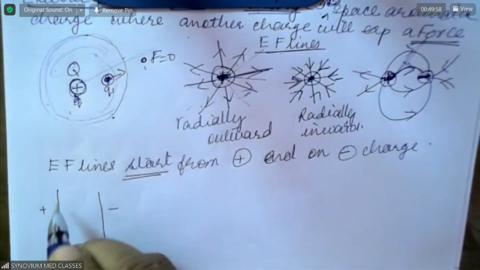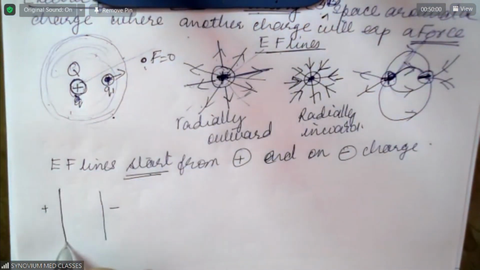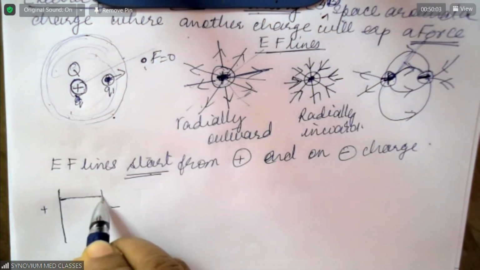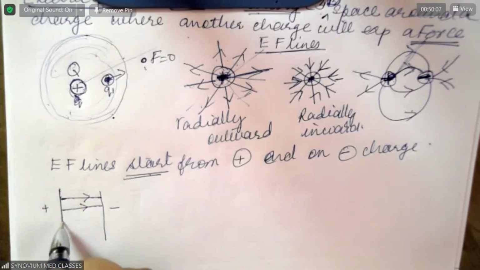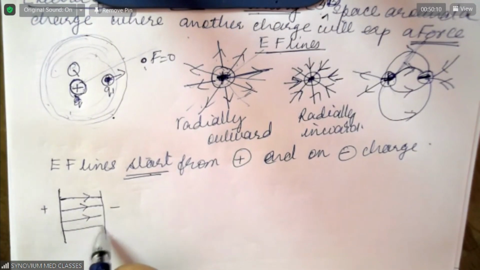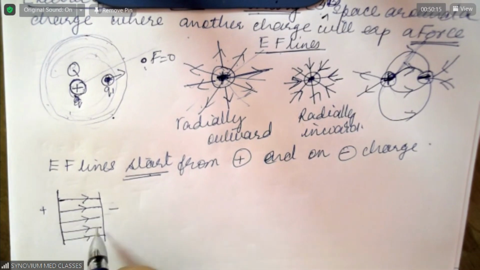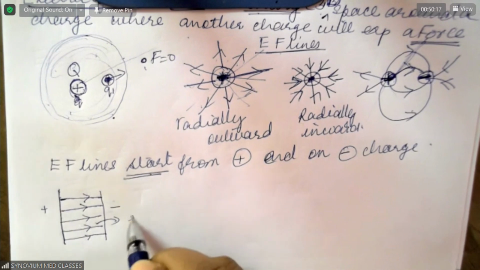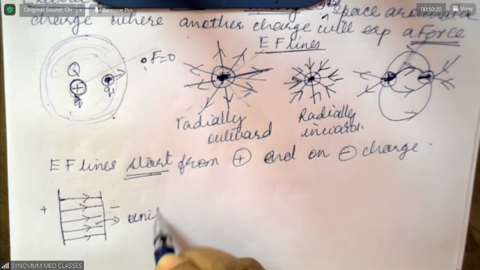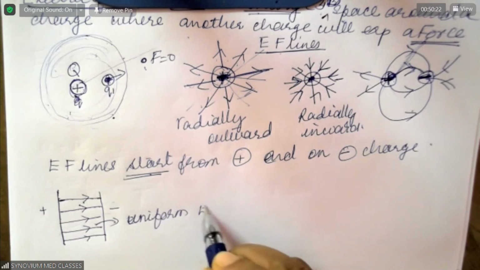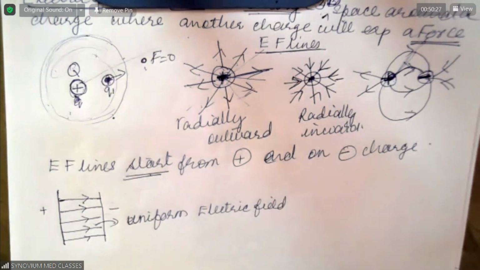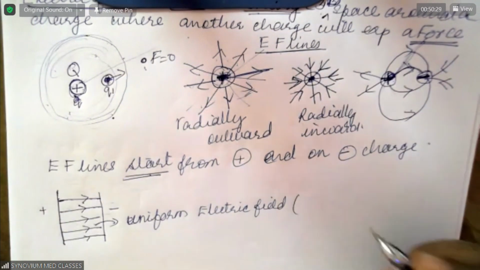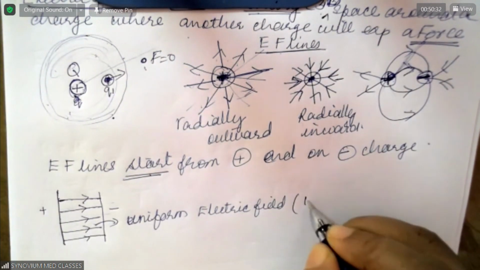Okay, so the electric field lines, as we said, start from this positive plate and end on the negative. These will be parallel, equidistant lines in the center. So this kind of electric field is called what? Uniform electric field.